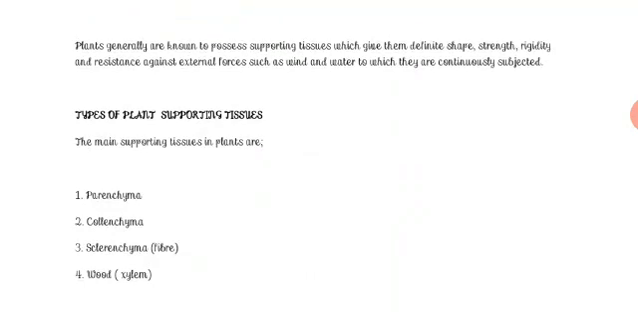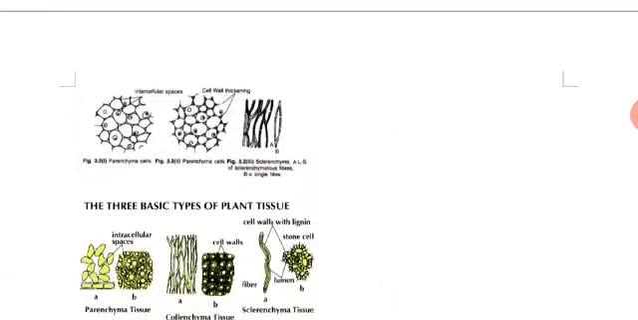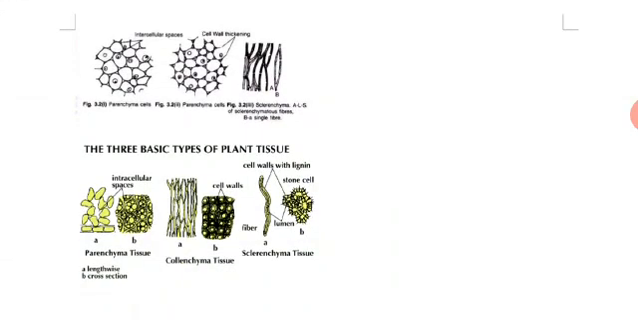So, talking about types of plant supporting tissues, the main supporting tissues in plants are, just as we have seen in the table, the parenchyma, the collenchyma, the sclerenchyma, also referred to as fiber, and the xylem, which is also called wood. Now taking them one by one, but before going to that, you have the picture showing you how the parenchyma, collenchyma, and sclerenchyma look like.